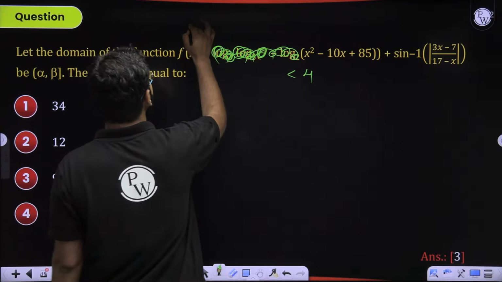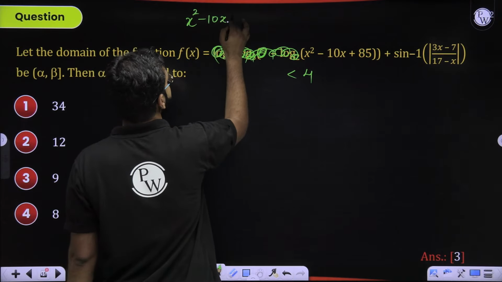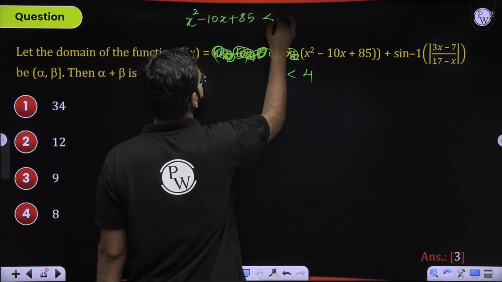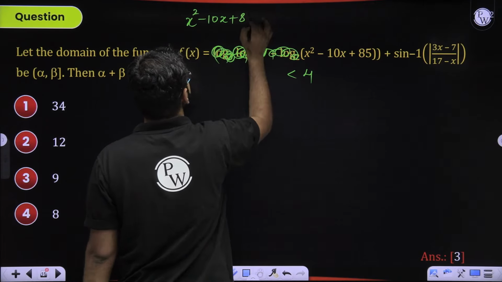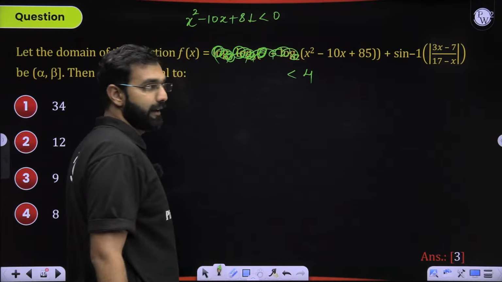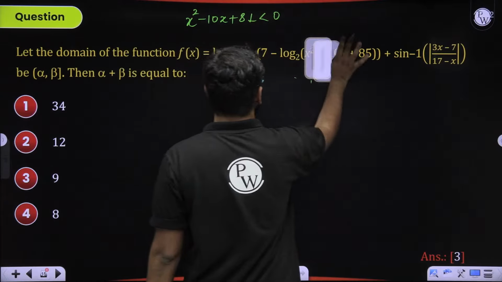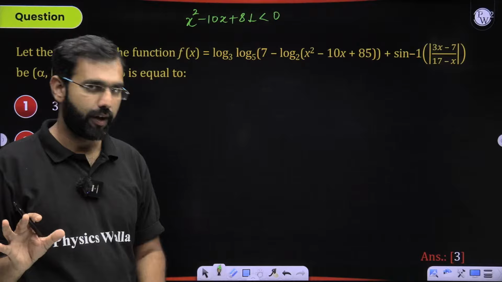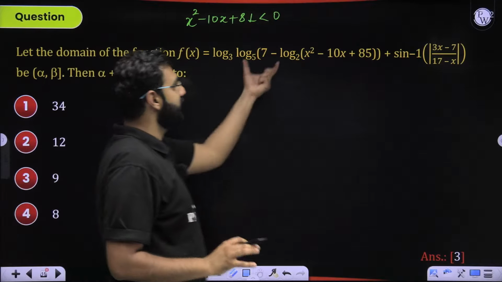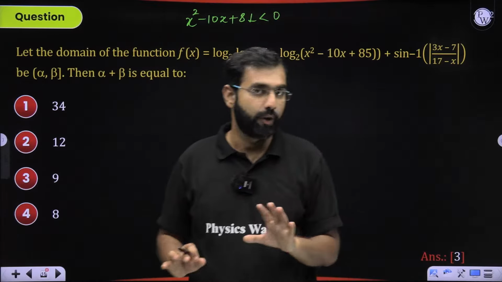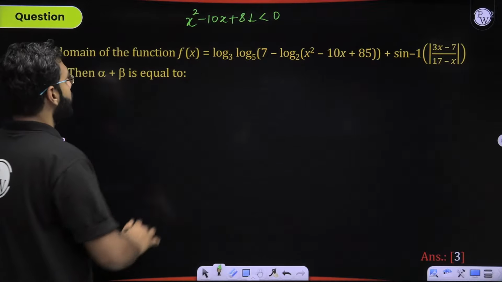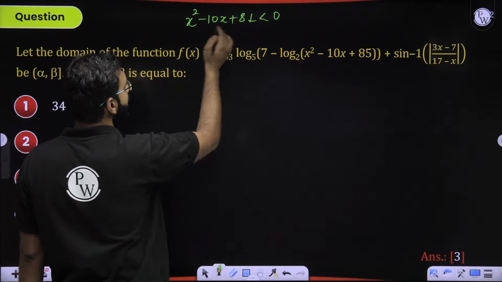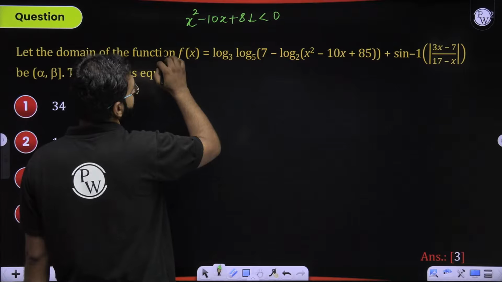So with that you'll say x square minus 10x plus 85 needs to be less than 4, which means it can be written as plus 81 should be less than 0. Everybody got that? So this is what will give you the domain of the first part. Are you all there? Now, we'll take the intersection of the domain of this and this, which I'll do later, but let me solve the first part here. So this should give me 9 into 9, that is 81. So I think what?